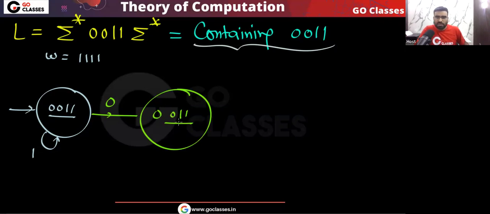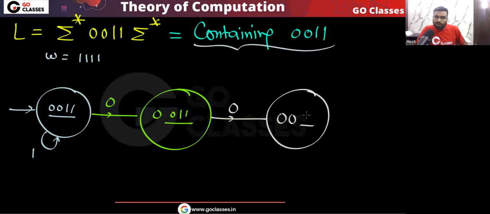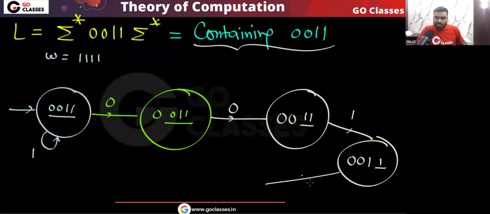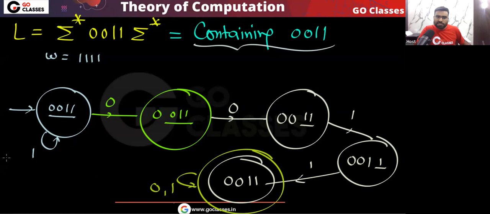Now if I see another zero, then I have seen double zero, and I'm waiting for 11. If I see one, now I have seen 001, and I am waiting for one. If I see another one, now I have seen 0011. Once I have seen 0011, because I want to contain 0011, whatever comes, I will accept. So this will become my final state. So these are the five states.